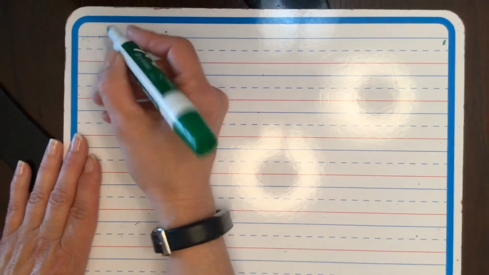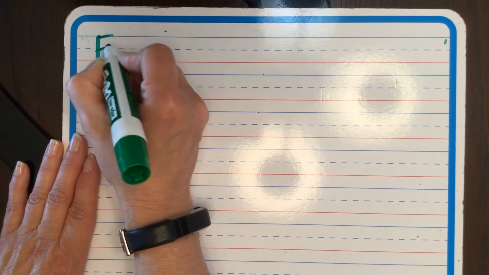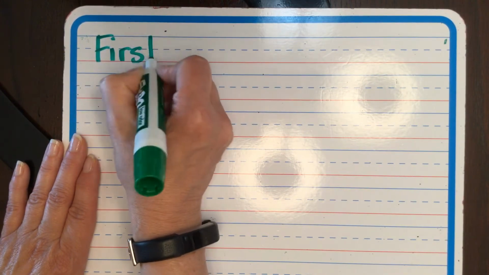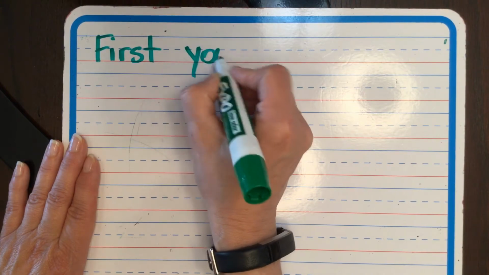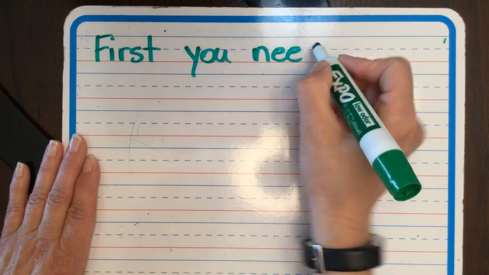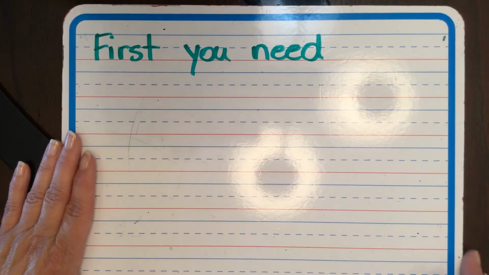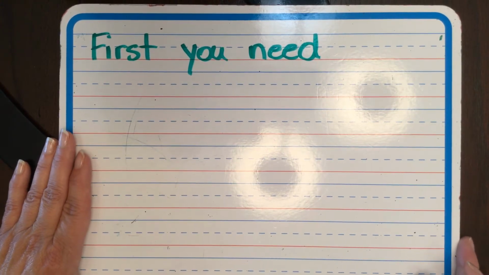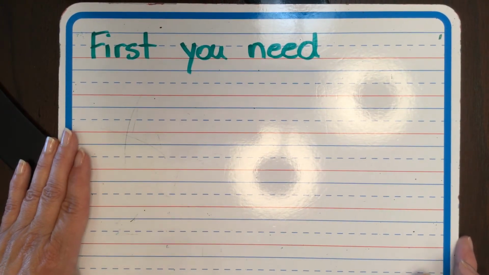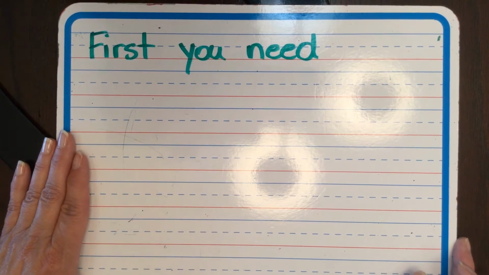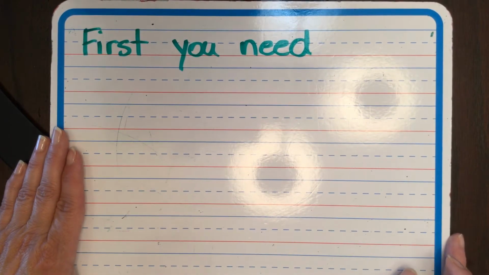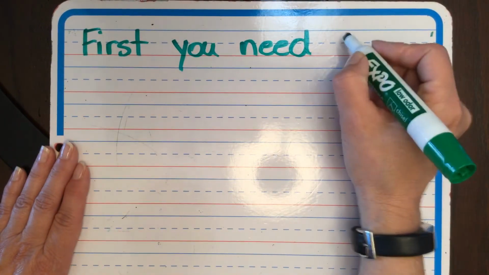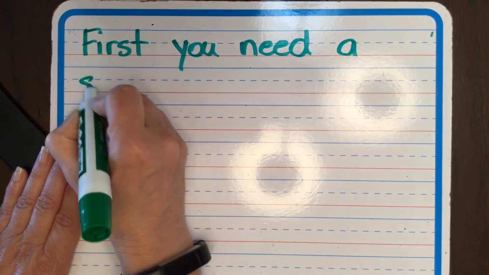I'm going to start my first sentence with the first step. First, you need, what kind of things do you need to build a sandcastle? Well, you need sand, you need shovels so you can shovel it. You need containers that you can fill it to capacity with so you can get some different shapes. So first you need a sandy place.